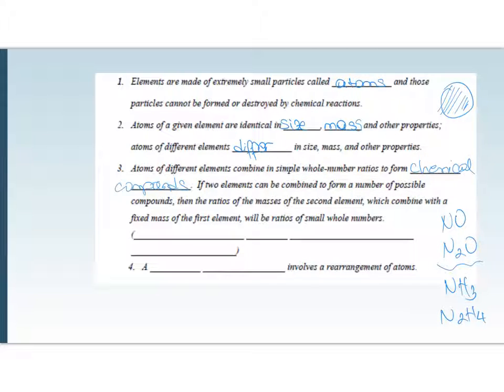So if two elements can be combined to form a number of possible compounds, then the ratios of the masses of the second element, which combine with a fixed mass of the first element, will be ratios of small whole numbers. Now, these long sentences, in fact, refer to the third fundamental law of chemistry, which is the law of multiple proportions.